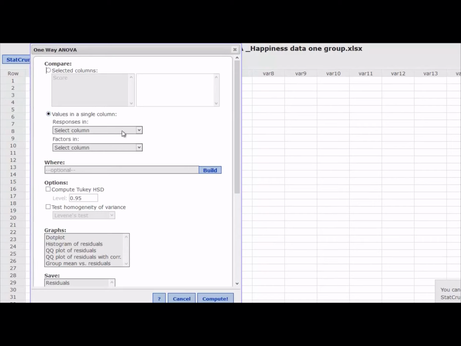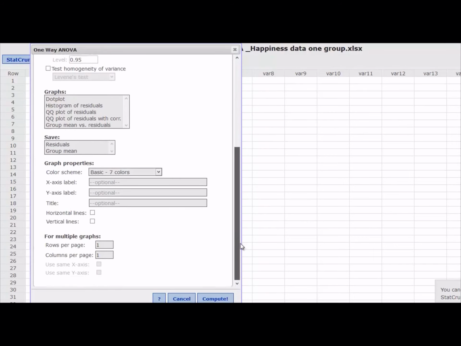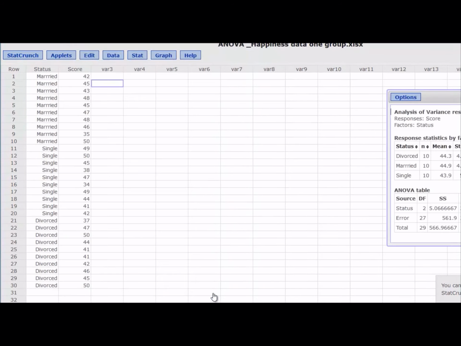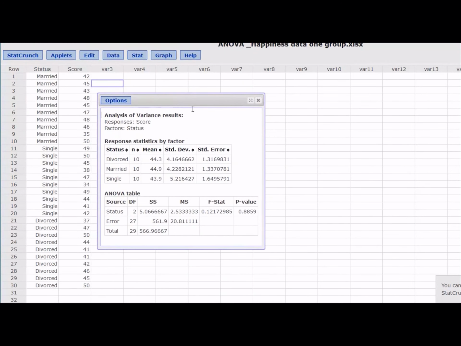We're going to look at our responses in the score, and actually here StatCrunch is smart enough to figure out which is the ratio or interval level variable, the numbers that are there. It's going to select just score. It's going to factor in the independent variable, or the status. What we're going to do here is just do the simple ANOVA, so we'll just click compute. StatCrunch then prints out all of the stats for us.